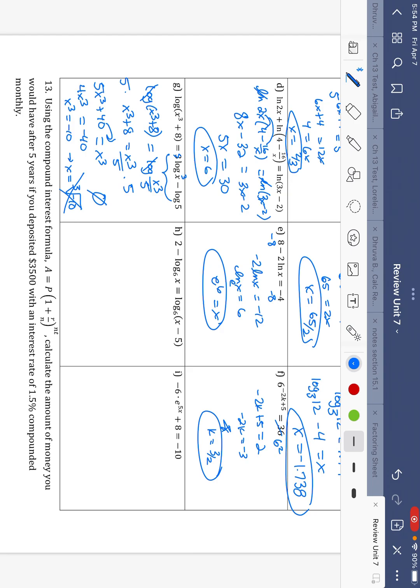All right, in letter H, it looks like they're all logs, but I have this pesky 2 in front, so they're not all logs.